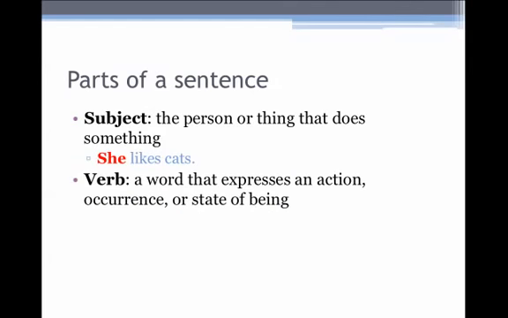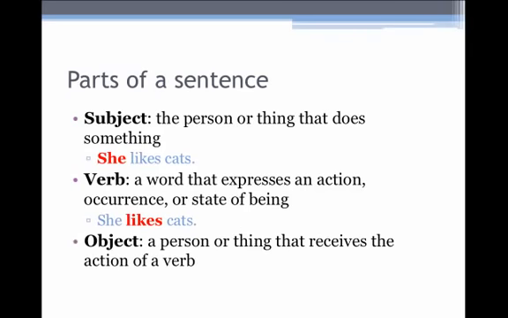Next is the verb. The verb is a word that expresses an action, occurrence, or state of being in the sentence. In the example, the verb is likes. Last is the object. The object is a person or thing that receives the action of a verb. In the example, the object is cats. These are the major parts of the sentence. This is also their order: subject, verb, object.